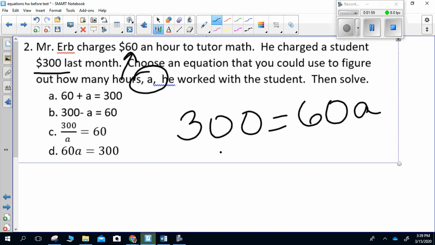So I look at it, no, this is adding. That's multiplication. No, this is subtracting. Here's division, which might work, but we don't know what A is, so we can't do that. So the correct answer is here. It is 60A equals 300.